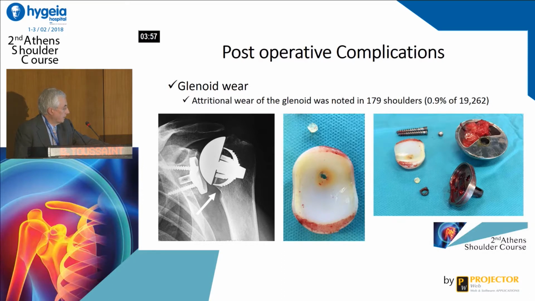The glenoid wear is very important, and it's more frequent with the metal back, but you can see it without metal back. In this part, the white arrow shows the attrition of the cortical bone due to the polyethylene debris, and it modifies the aspect of the humeral side, and you decrease the stability and the strength of the fixation of the humeral component.